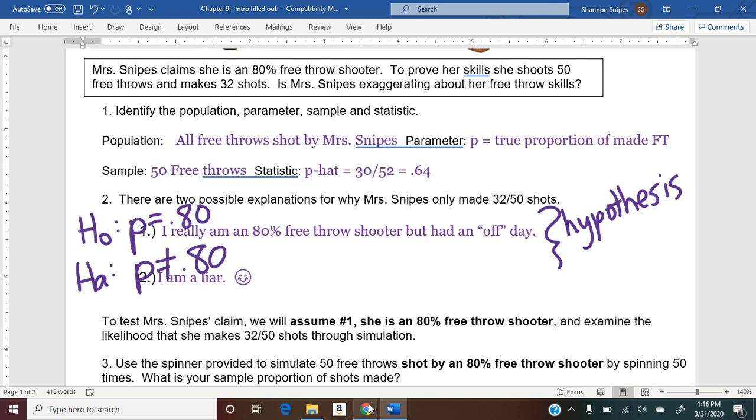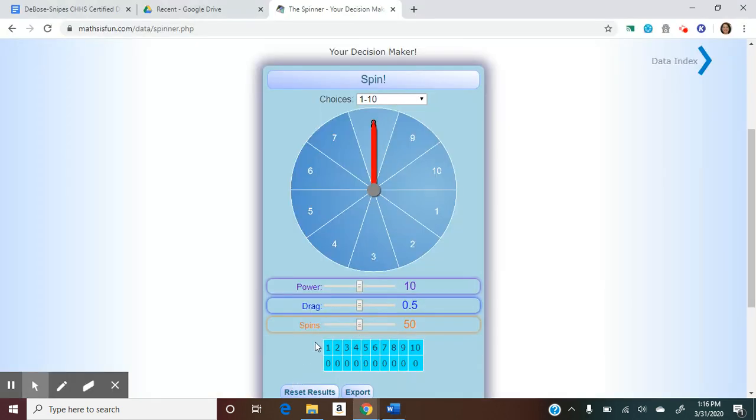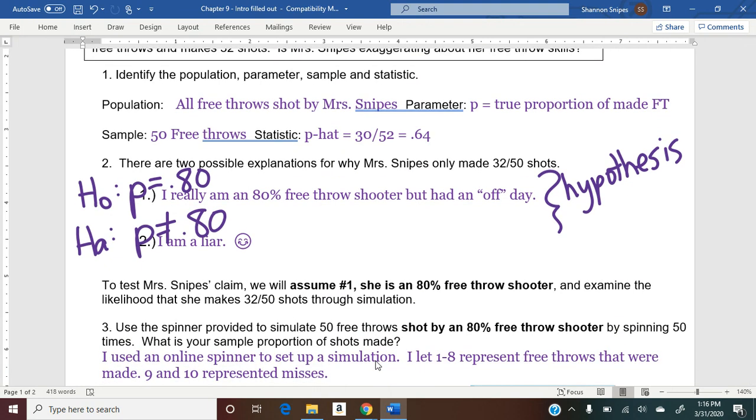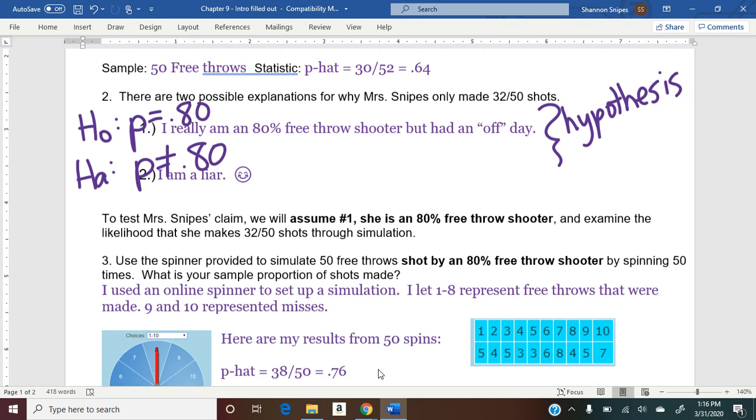So I have found a spinner online that I set up 1 through 10. And if you remember, our simulation has to model the scenario that we're representing, 80%. So I'm going to let the numbers 1 through 8 mean that I made the shot. And if the spinner lands on 9 or 10, that means that I have missed the shot. So we're going to spin this spinner 50 times.